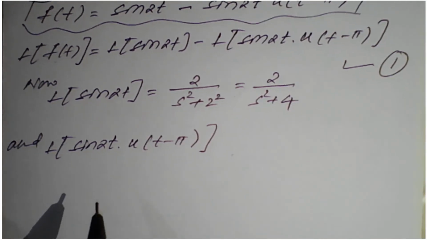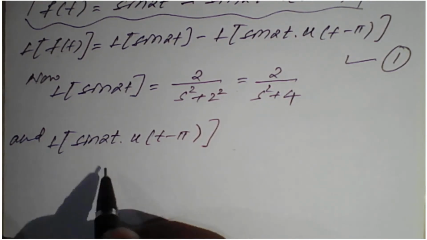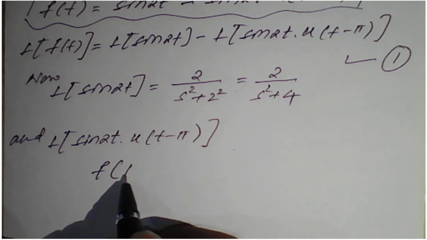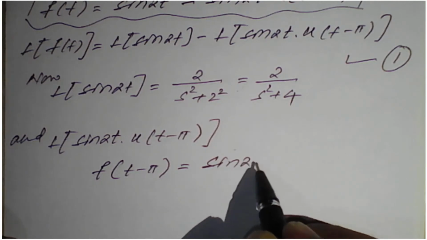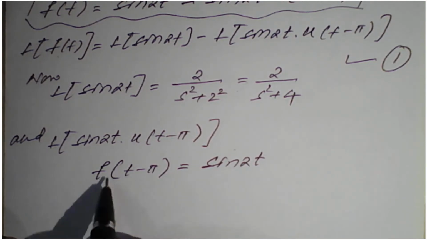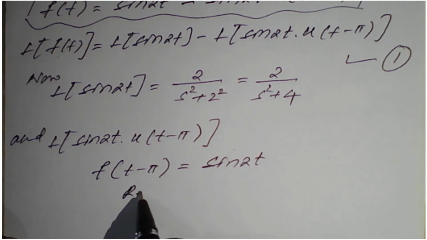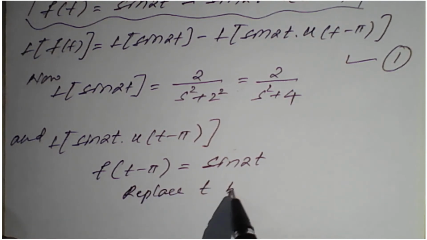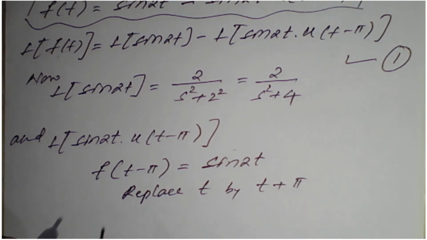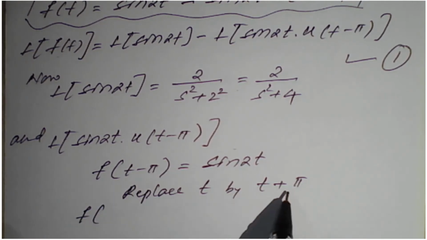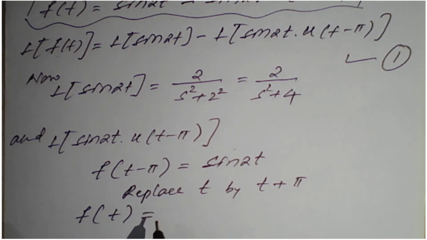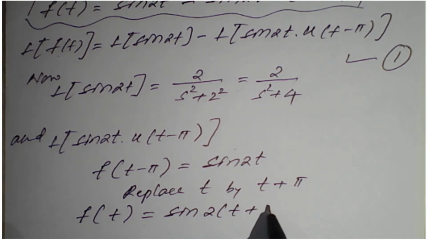So as per the unit step function, sin 2t we need to consider as f of t minus pi. That is, f of t minus pi value is nothing but sine of 2t. So I need here f of t, therefore we need to replace t by t plus pi. If you replace t by t plus pi, minus pi cancels, and we are left with f of t. So f of t is equal to sine of 2 times t plus pi.